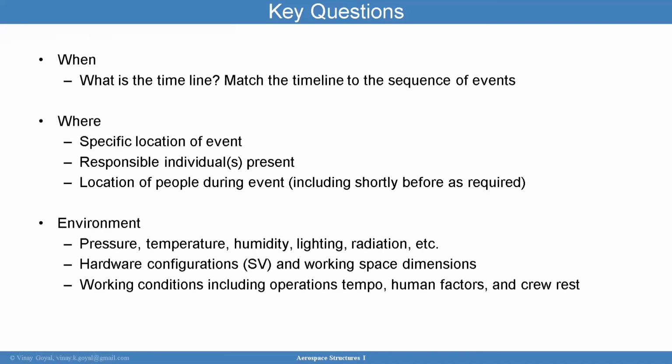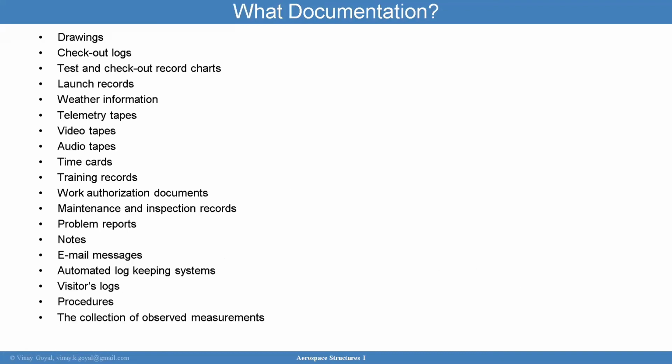What's the location of the event, and the environment, the pressure, the temperature? What was going on nearby? Lightning? Was there lightning? Hail? Hardware configuration for the spacecraft, the working space dimensions, and working conditions, because the working conditions could also have been a problem during the manufacturing of the parts.